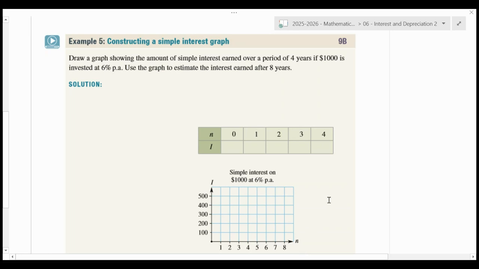Okay, constructing a simple interest graph. Here we go. Draw a graph showing the amount of simple interest earned over a period of 4 years if $1,000 is invested at 6% per annum. Use the graph to estimate the interest earned after 8 years.